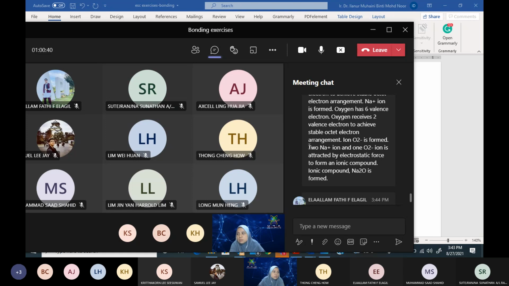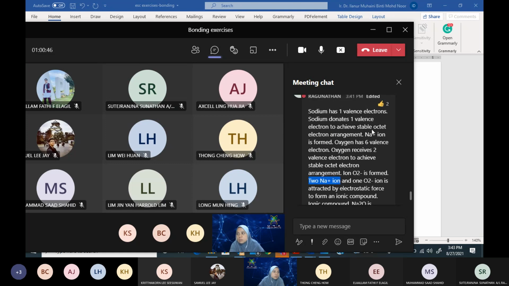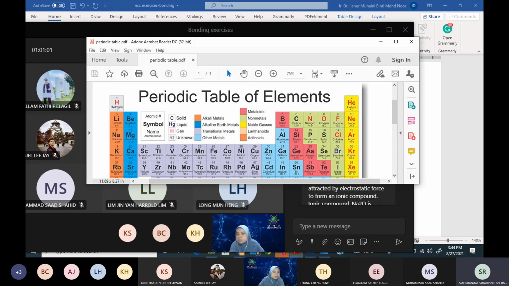Why is there 2 ions just now? You said 1 only. No, miss. I'm saying that 2 sodium ions have to react with 1 oxygen ion, so that the formula Na2O is formed. Wait, I check.